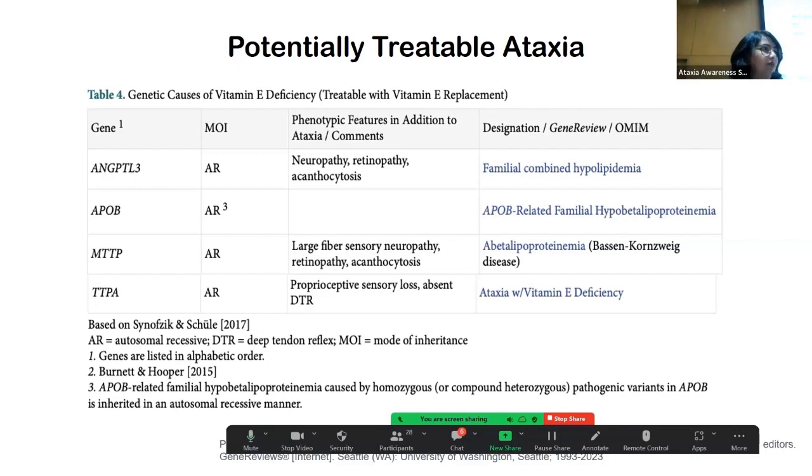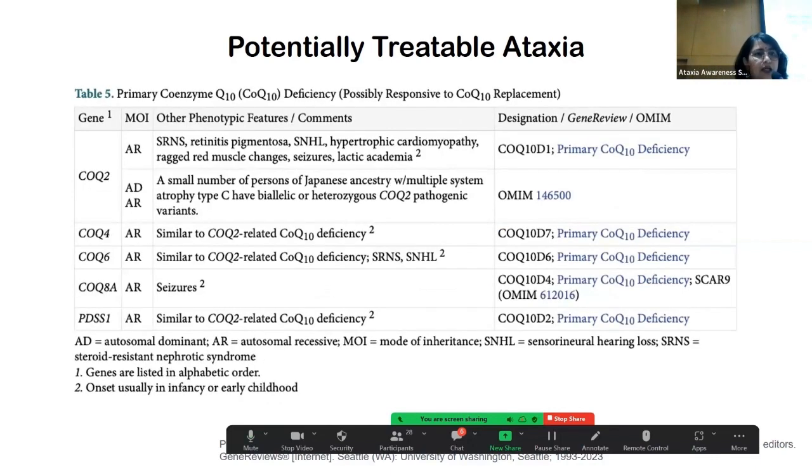Like if we can treat the patient by vitamin E supplement or replacement therapy. So if the mutations are in these genes, there is a chance that we can maybe reverse it. And also these are some other ones, which is coenzyme Q10 deficiency. And we can give a coenzyme Q10 replacement therapy. There's a possibility that if it is mutations in these genes, it can be reversed by coenzyme Q10 replacement. So that is all I have.